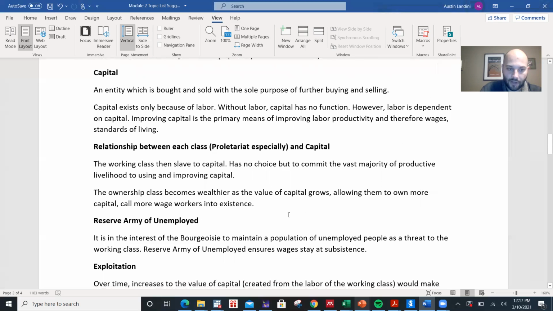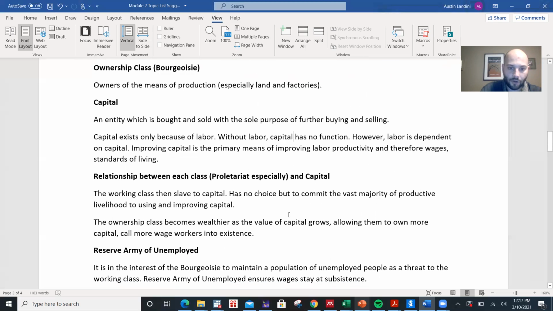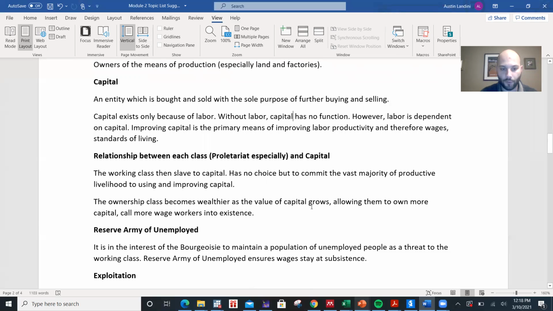So then in Marx, the relationship between the working class, the proletariat, and capital is a relationship of wage slavery. The worker has no choice but to commit the vast majority of their productive livelihood to using and improving capital. The ownership class becomes wealthier as the value of capital grows, and so more and more wage workers are called into existence. And again, the only escape from wage labor is to improve one's productivity by improving capital, thereby making capital more valuable and more powerful.